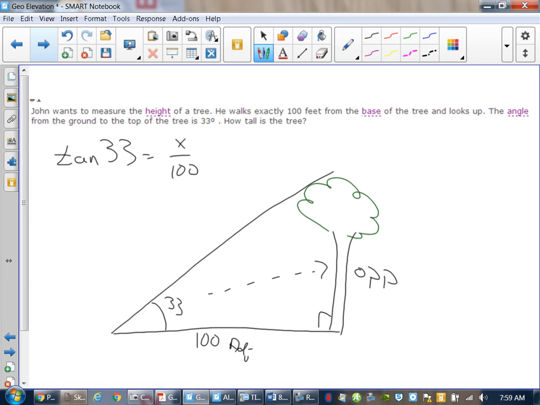And now, just like we wrote out last week, we multiply by 100. Very good. So if I multiply out by 100, I'm going to round this to the nearest hundredth, 2 decimal places. Get x by itself.